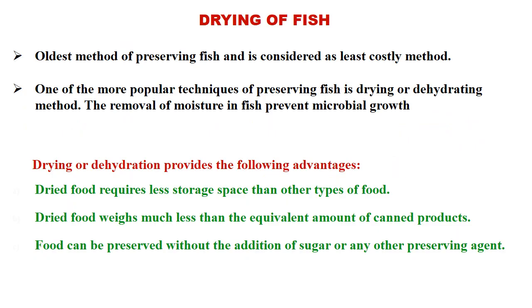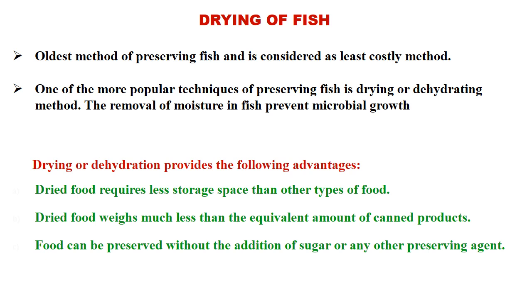To move ahead further about the drying of fish, drying is the oldest method for preserving fish and is considered the least costly method. The oldest and cheapest method is sun drying. One of the more popular techniques of preserving fish is the drying or dehydration method. This is the most popular, cheapest and oldest. Here the removal of moisture in fish prevents microbial growth and acts as preservation.